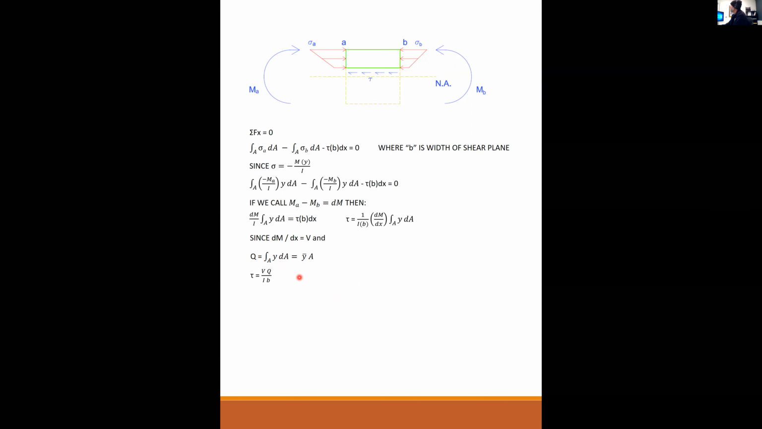But by making these substitutions, dM/dx is equal to the shear V, and the integral of y dA is equal to Q, then tau, the horizontal shearing stress, reduces to this very simple VQ over Ib equation. And this is what we're going to work with here. Any questions so far?